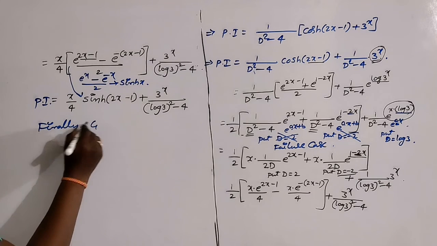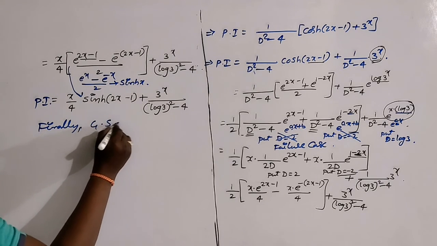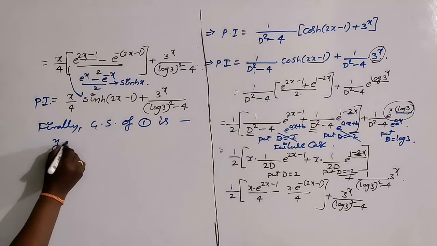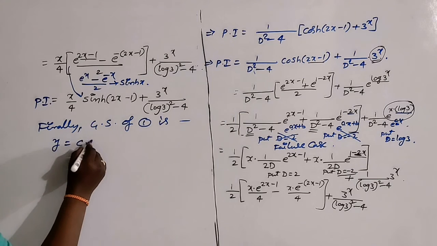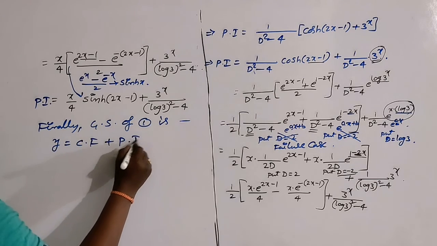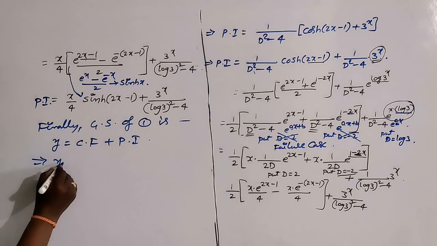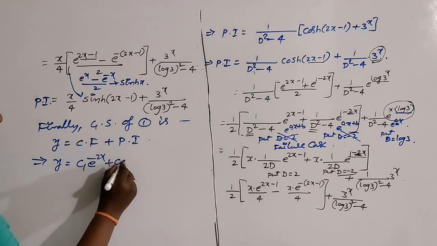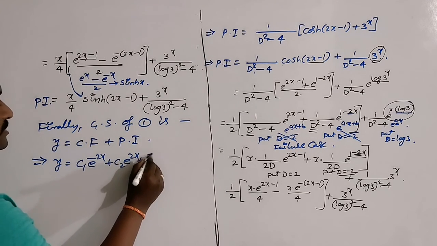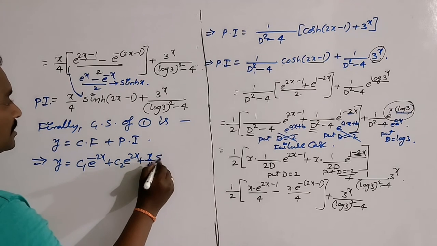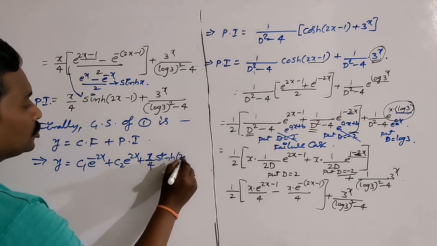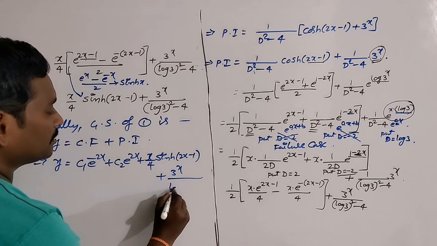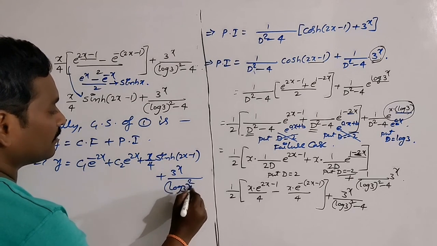Finally you should write the general solution. What is the general solution? The general solution of the given equation 1 is y is equal to complementary function plus particular integral. Don't forget it. So y is equal to, what is the complementary function, c1 into e power minus 2x plus c2 into e power 2x plus x by 4 into sinh of 2x minus 1 plus the last part is 3 power x by (log 3) whole square minus 4.